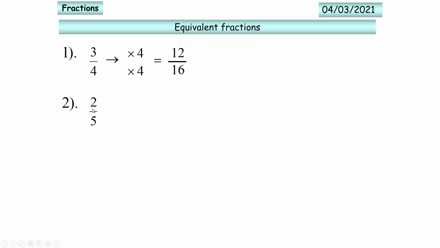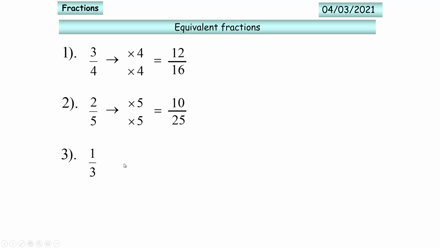Here again, 2 out of 5. Whatever I do to the numerator, if I multiply it by 5, I've got to do the same thing to the denominator. I've got to multiply that by 5 as well. 2 5s are 10, and 5 5s are 25.